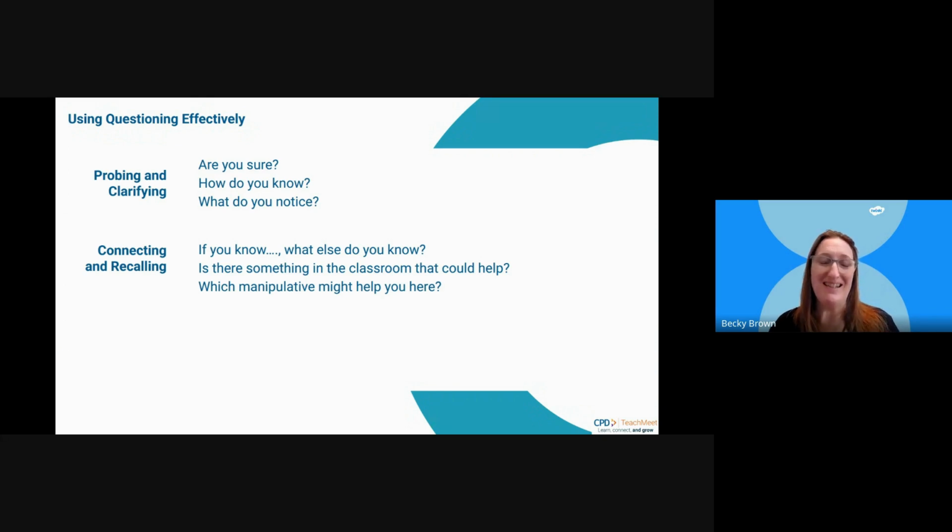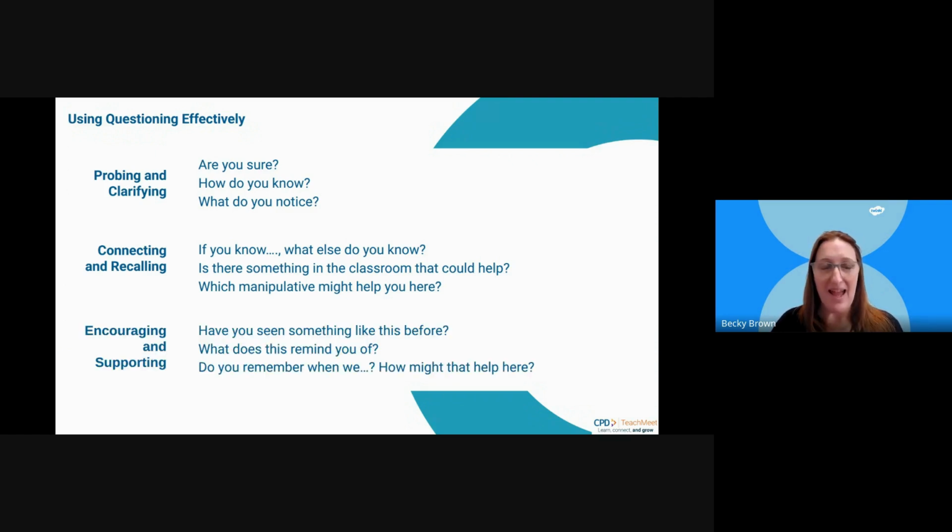We've talked about then maybe talking about things in the classroom that could help, and that will completely depend on your setup, whether you have working walls, word maths jotters, which manipulative might help you. You know what you've got access to, but these sorts of open questions, starting open before you get more specific. And then encouraging and supporting. So have you seen something like this before? And again, you might need a second level of questioning if they haven't seen something like this before.